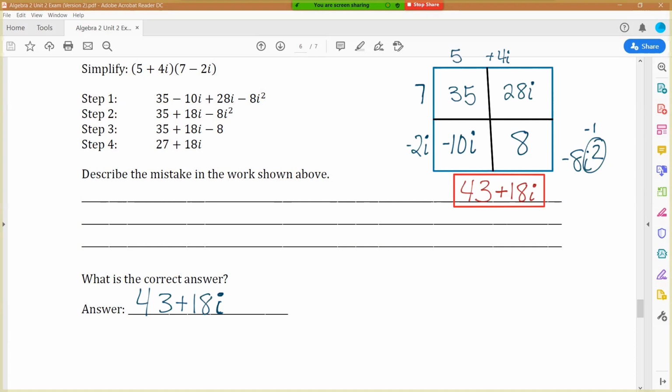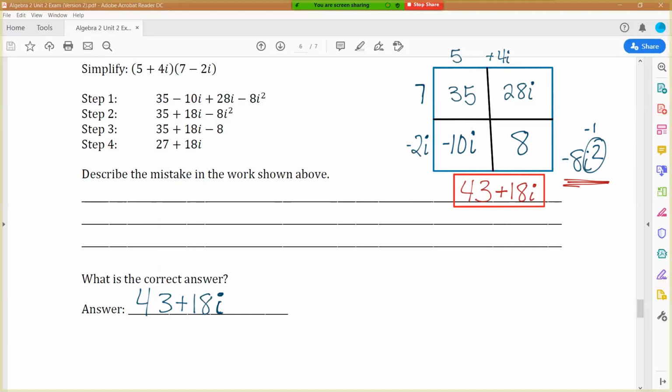And then I've got to figure out what in the world did they do wrong. So when looking back at my answer compared to their answer, they both have 18 i's in them, but one of them has 27, or their work has 27 and mine has 43. So we've got to figure out what they did wrong to get 27 and not 43. So looking back through their work, their step number 1 should just be the first 4 terms that I put in my box. So looking at the first 4 terms, they've got their negative 8i squared, which we wrote over here to the side. So their step number 1 is just fine.